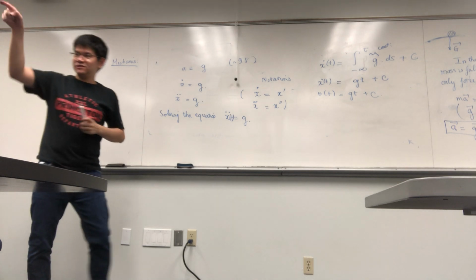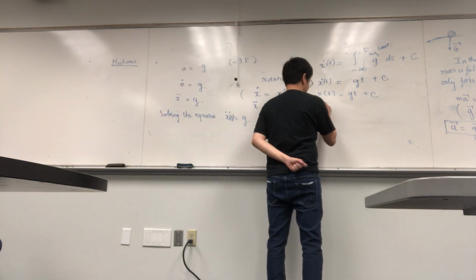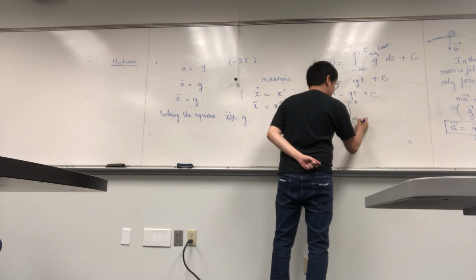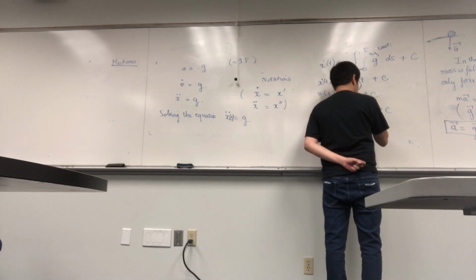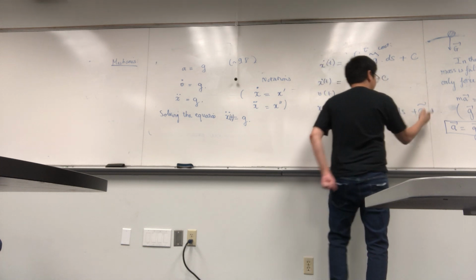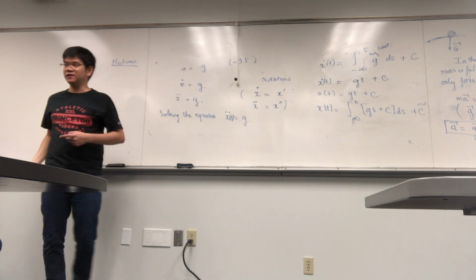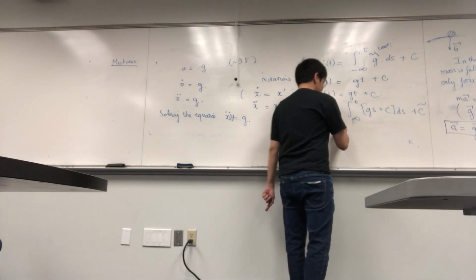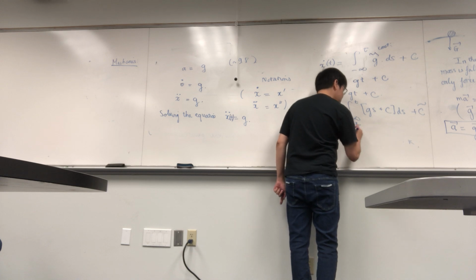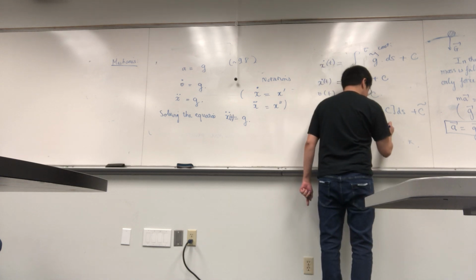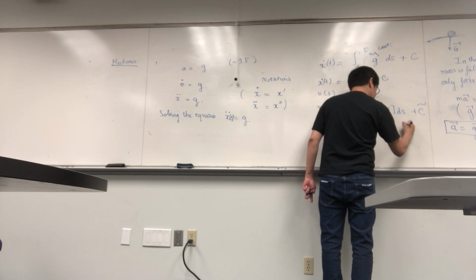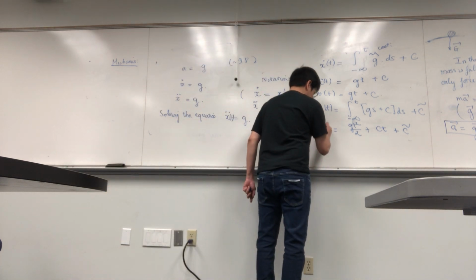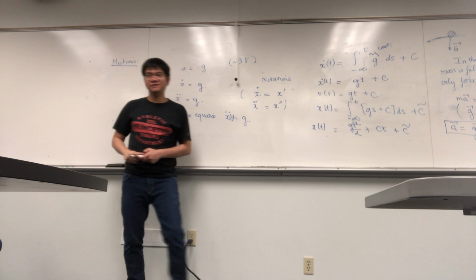So now I'm going to integrate it again. I'm going to have x of t be the integral from minus infinity to t of gs plus C ds. But then I have to introduce a new constant, because every time I integrate, I have a new constant. The first term will give me gt squared over 2, and the second one will give me Ct, and then I have C tilde. So I get x of t equal to gt squared over 2 plus Ct plus C tilde.